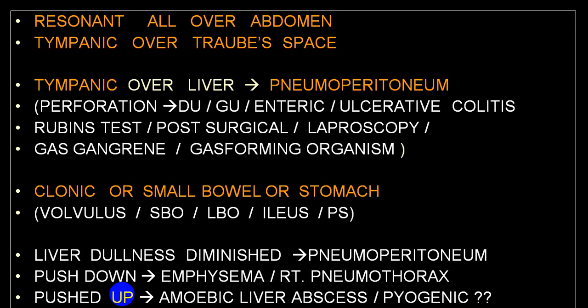In a person with huge ascites, pregnancy, or even massive pelvic tumors, maybe because of the uterus or maybe because of the ovary, the pelvic structures are pushed up, the diaphragm is pushed up, and that may produce an elevated liver dullness.